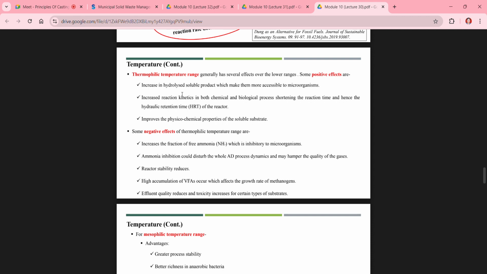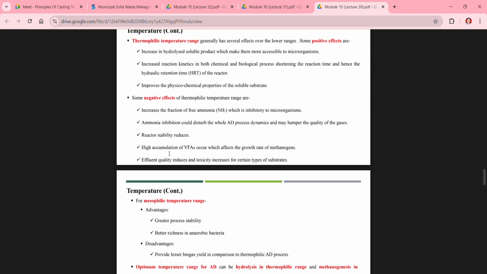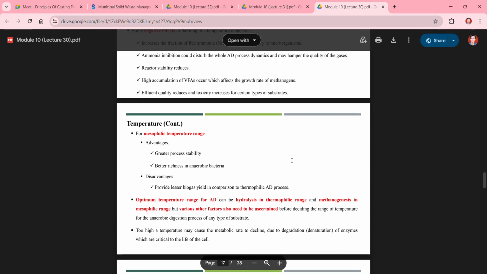It increases the fraction of free ammonia, which is inhibitory to microorganisms, because in the previous lectures we have already discussed the effect of ammonia generation. If ammonia generation is on the higher side, microorganisms will not be able to decompose the material because their life span will become lower. Due to that ammonia formation, the temperature will go on the higher side, and due to that high temperature, the microorganisms will not survive during the process. So ammonia inhibits the whole process dynamics and may hamper the quality of the gases. High accumulation of VFAs occurs, which affects the growth rates of methanogens.